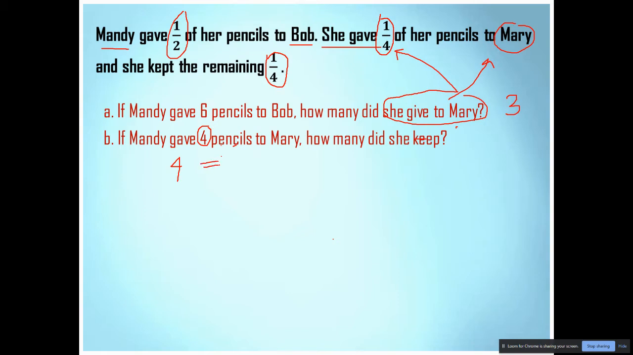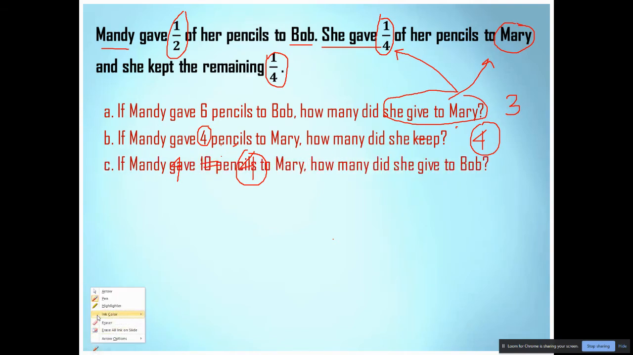So that means the other 1/4 was kept by herself. So that is the answer. She gave 1/4 of her pencils to Mary and she kept the remaining 1/4 for herself. Then that means if she gave 4 pencils to Mary, then she kept 4 pencils for herself also. So that's letter B. How about letter C?